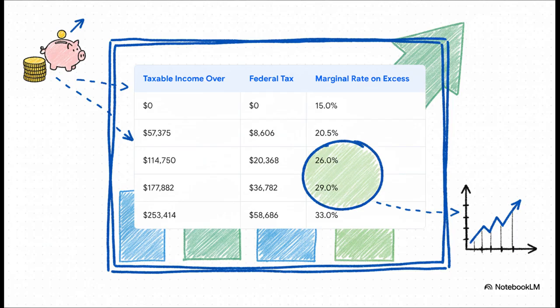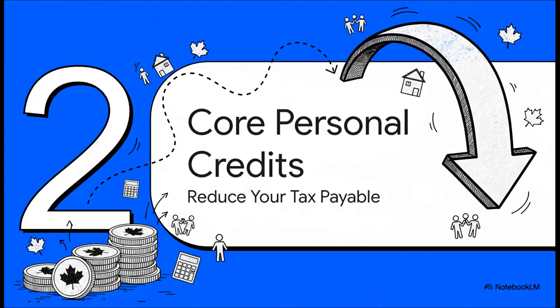It's a fundamental distinction. Okay, so once we have a basic tax calculation from the brackets, we can start to lower it using what are called non-refundable tax credits. These are incredibly powerful because they reduce your final tax bill dollar for dollar.